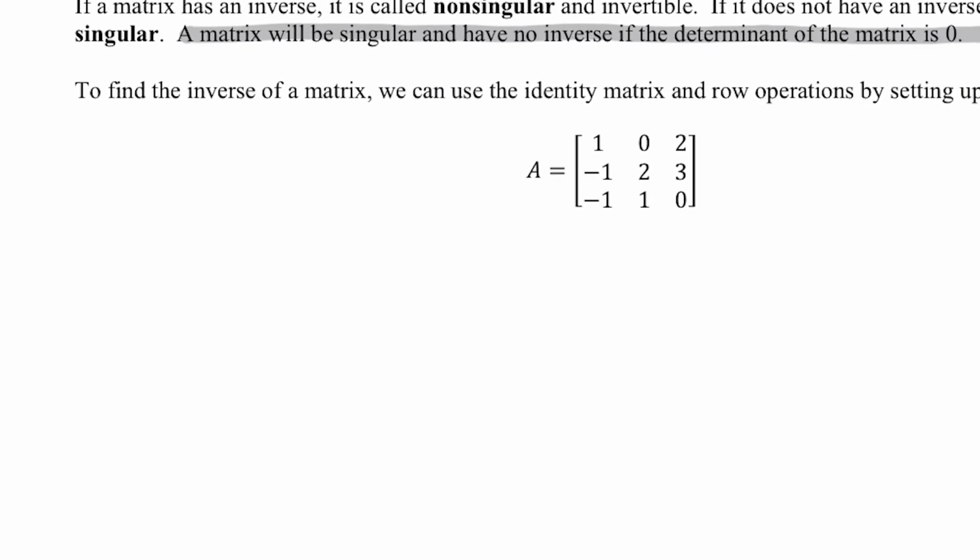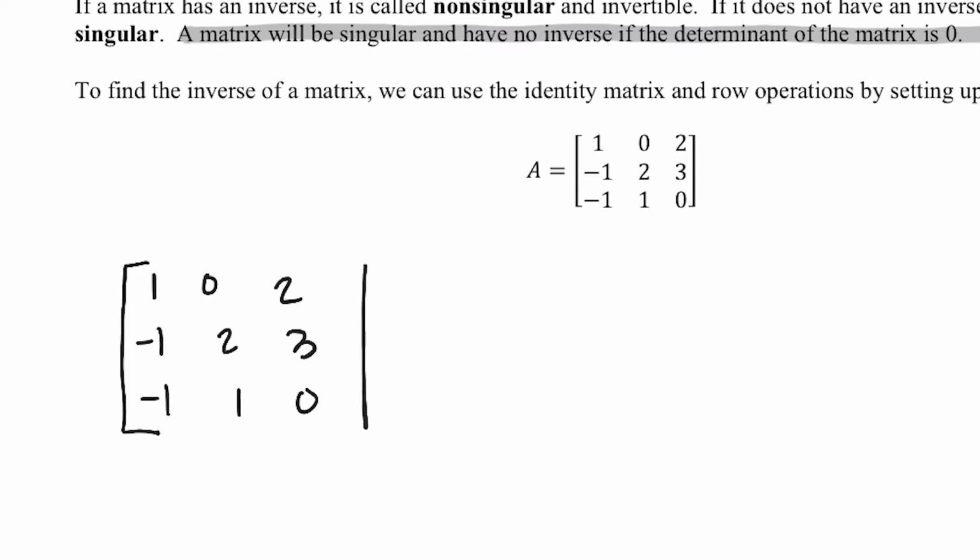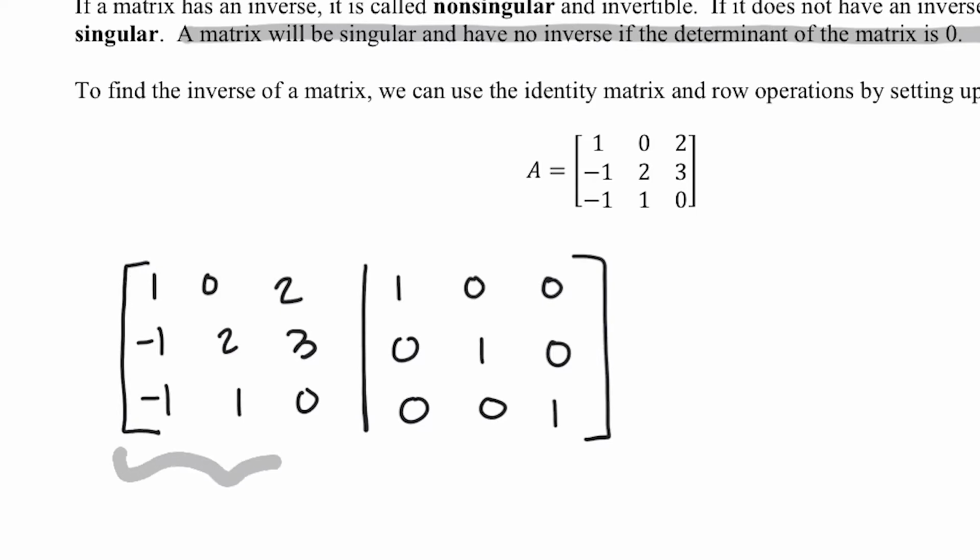So the way we find an inverse of a 3 by 3 matrix is we first set it up with our matrix A on the left-hand side, and we put the identity matrix on the right-hand side. The identity matrix has ones along the diagonal and zeros everywhere else. The goal is to turn the left-hand side into the identity matrix, and then our inverse will end up showing up on the right-hand side.